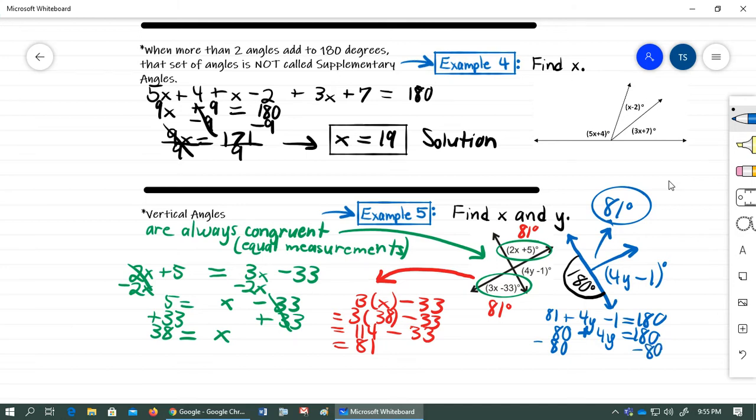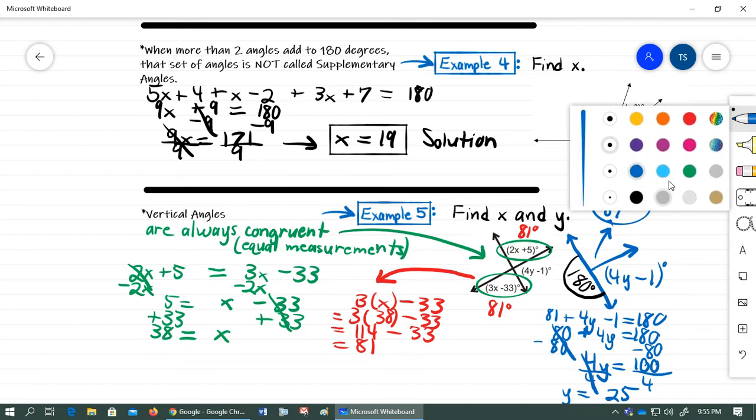If we subtract 80 on both sides, that's going to be 4y equals 100. Then, of course, if we divide by 4 on both sides, we can finish solving for y, and we get that y equals 25. I apologize if this looks a little sloppy, but those are our two answers right there. For this one, we have our two solutions.